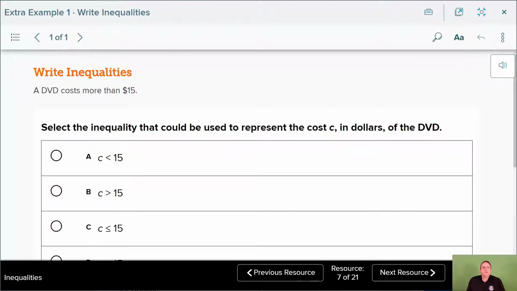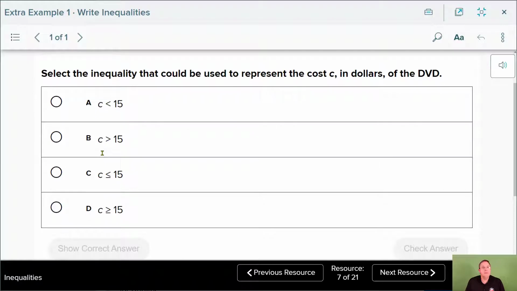All right guys, now it's going to be your turn to solve this problem. A DVD costs more than $15, so you're going to figure out which one of these is going to be an appropriate answer for that.